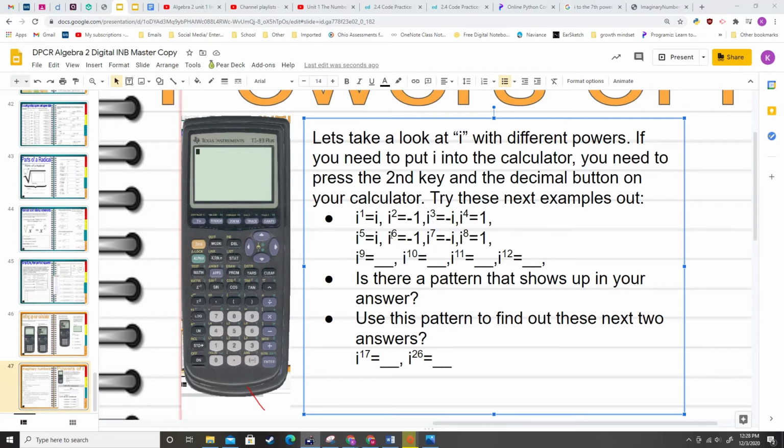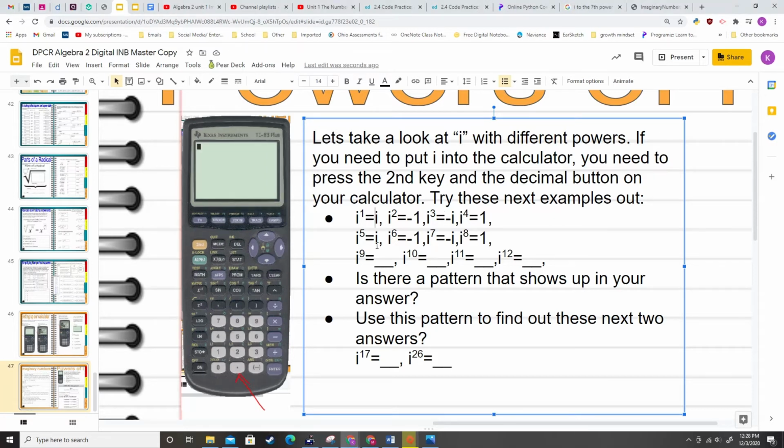So we're seeing that there's a pattern forming here. These two are both i. This next one should also give us an i. Since these both are negative 1, this next one should also give us a negative 1. And if this one's negative i, same thing with this one, negative i. And if this one is 1, this one should be a 1 too. So is there a pattern forming for this?